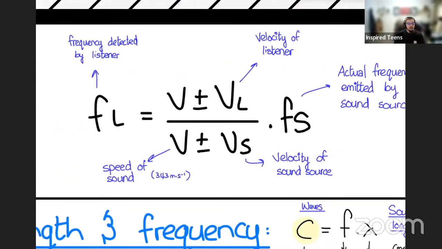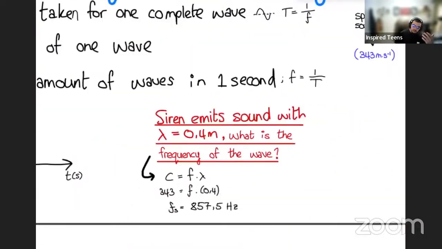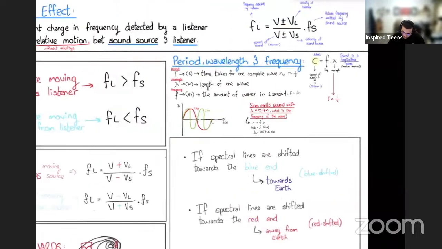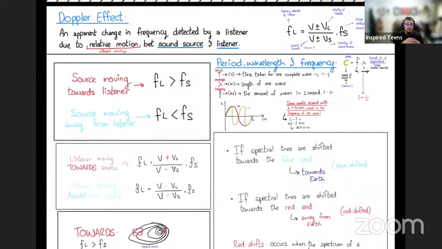We work with only frequencies, but sometimes they give it to you in terms of wavelength, so you can use this simple formula to convert from wavelength to frequency. That's why we started off with the basics. Revision of the basics done. Let's move over to grade 12 work.